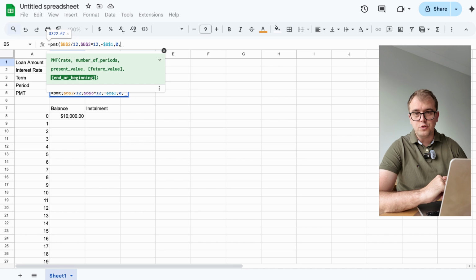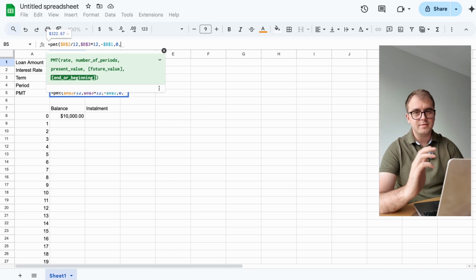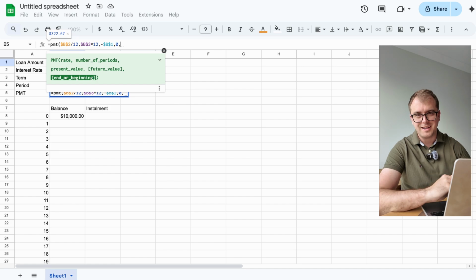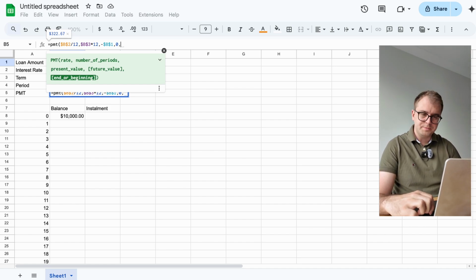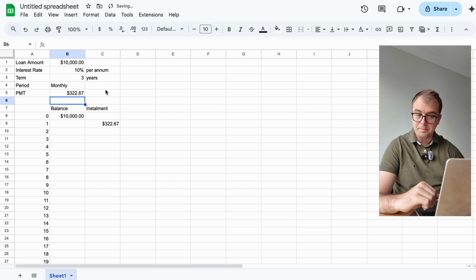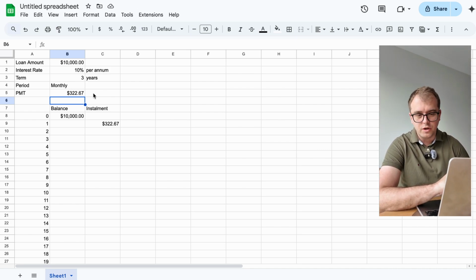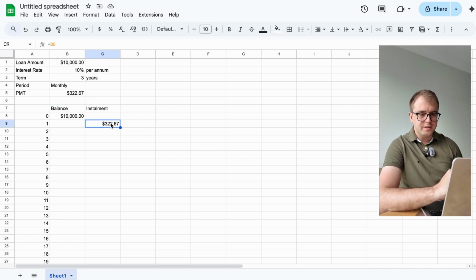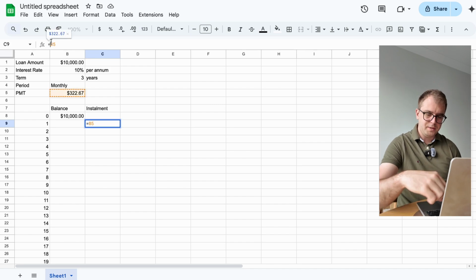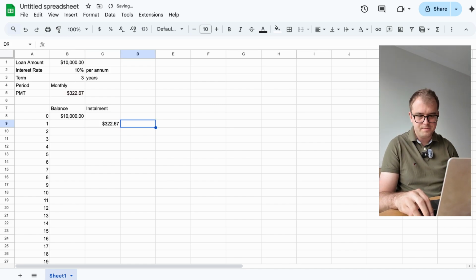Then the final thing is end or beginning. If you have a loan, it's generally end. If you have beginning, it would be a lease or something like that. So here I'll just put 0 for end, and we'll close the brackets. So our PMT, or our payments or installments, comes through as $322.67. So that is a very simple example of how to put the installments in the schedule. And we'll just lock this B5 as well, just to always reference that cell as we drag it down.